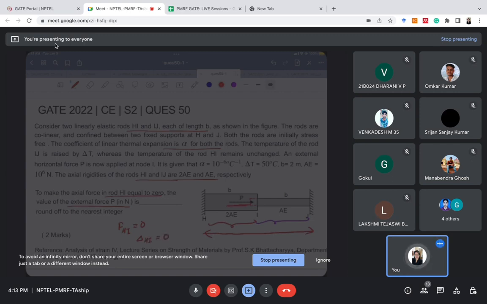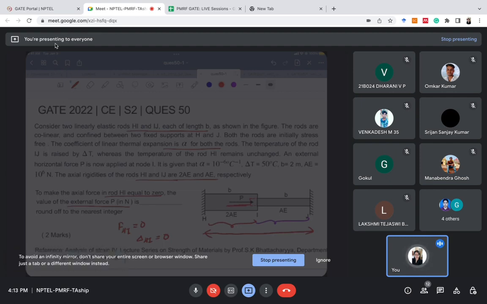So in a way, they have given that the force P should be applied such that deformation in HI is 0. What does it mean by deformation in HI is 0? Since HI is not deforming, this means that this ij rod is also not deforming, because if ij had deformed, hi is attached to it and hi should also be deformed. So in a way they are implying that the deformation due to the increase in the temperature should be balanced by the deformation due to the axial load P.